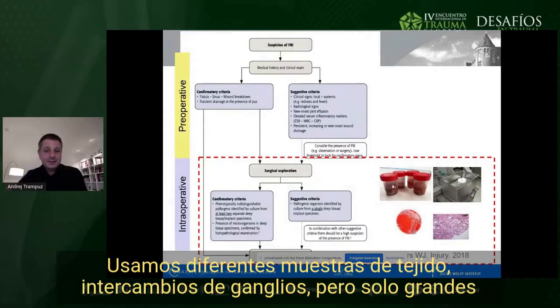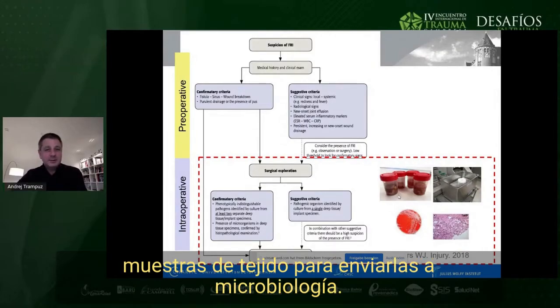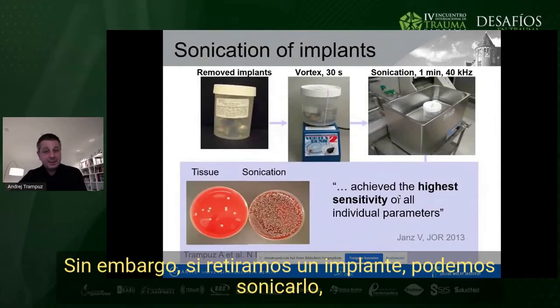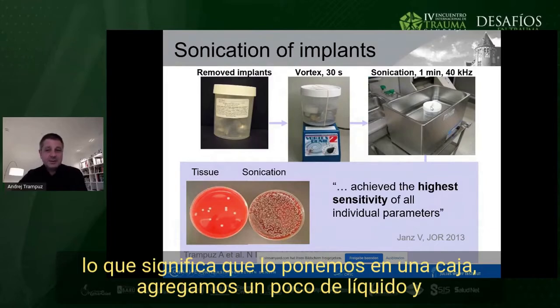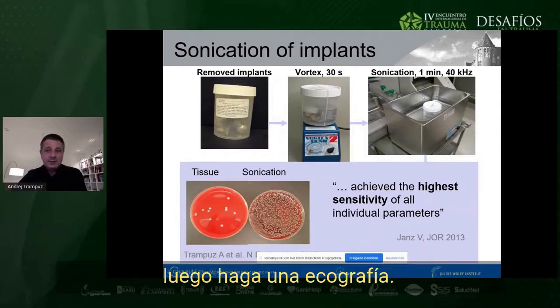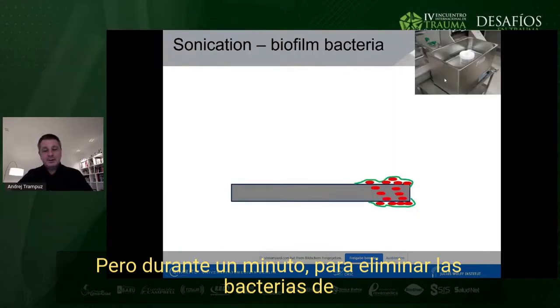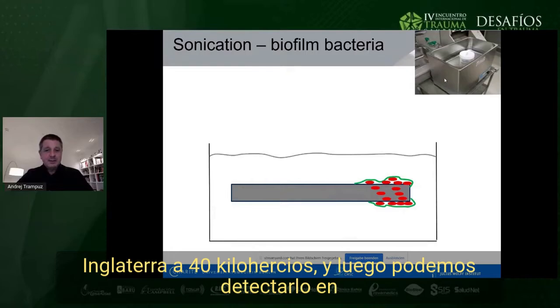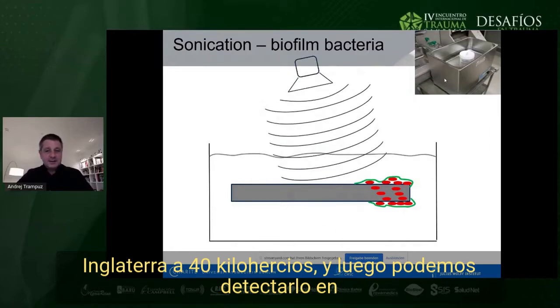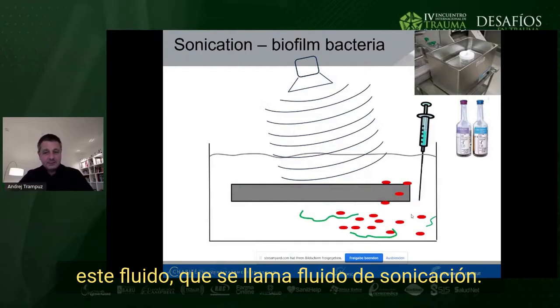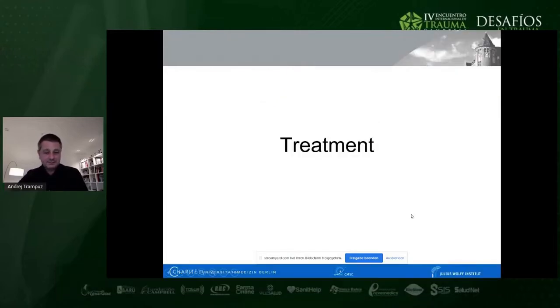Intraoperatively, we use different tissue samples, no swabs, but only large tissue samples to send them for microbiology. However, if we remove an implant, then we can sonicate it, which means that we put it in a box, add some fluid, and then put it in an ultrasound bath for 1 minute in order to remove the bacteria from the implant at 40 kilohertz, and then we can detect it in this fluid, which is called sonication fluid.